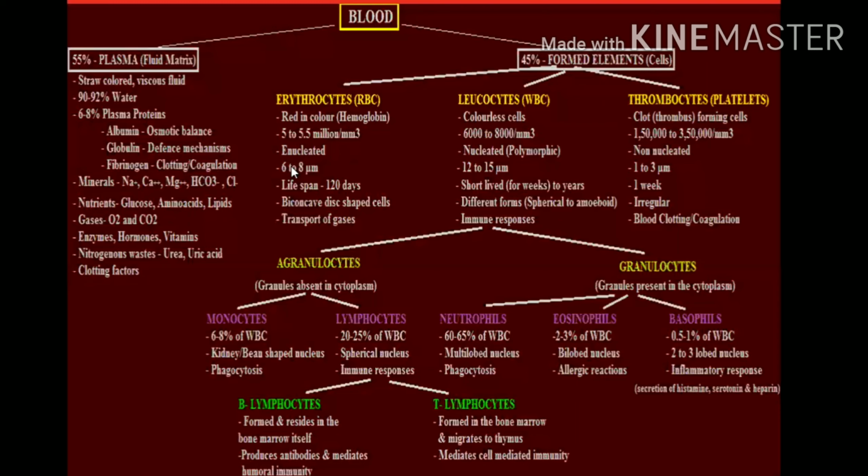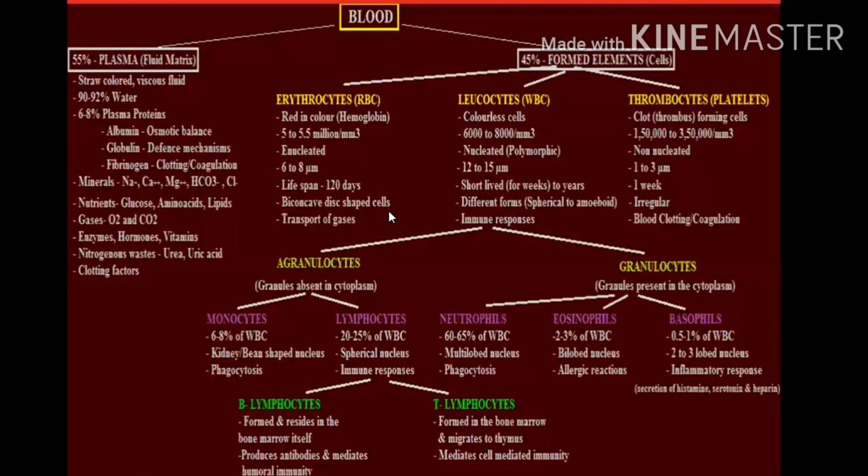Erythrocytes, the size is 6 to 8 micrometers, leukocytes 12 to 15 micrometers, and thrombocytes are the smallest, 1 to 3 micrometers. Lifespan. Erythrocytes will survive up to 120 days. Leukocytes are normally short-lived, for weeks, but some like memory cells will persist in our body for years. And thrombocytes, maximum for 1 week.